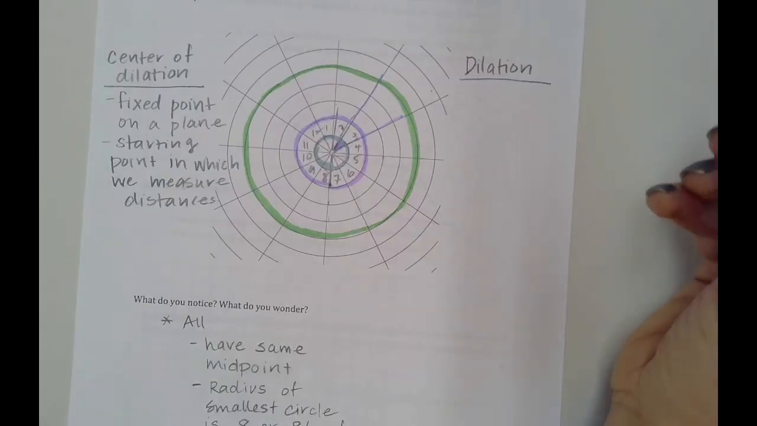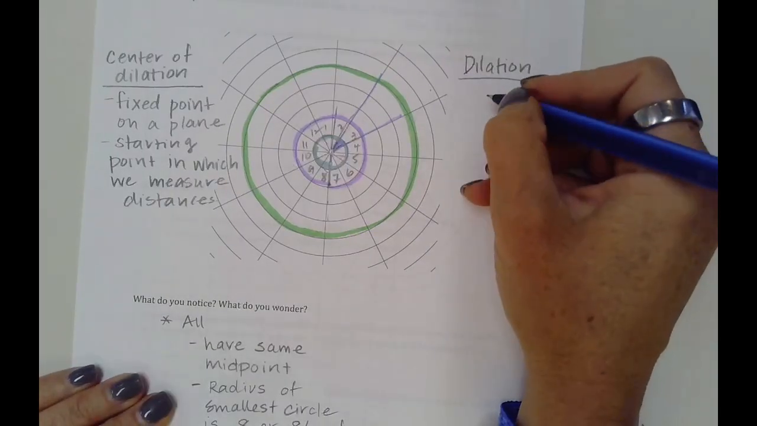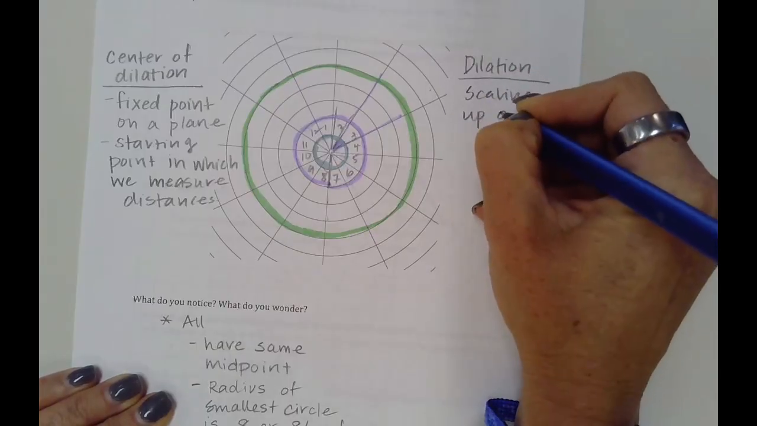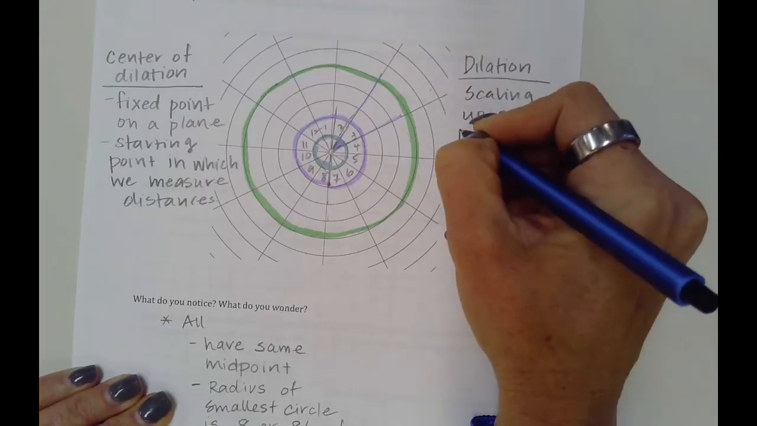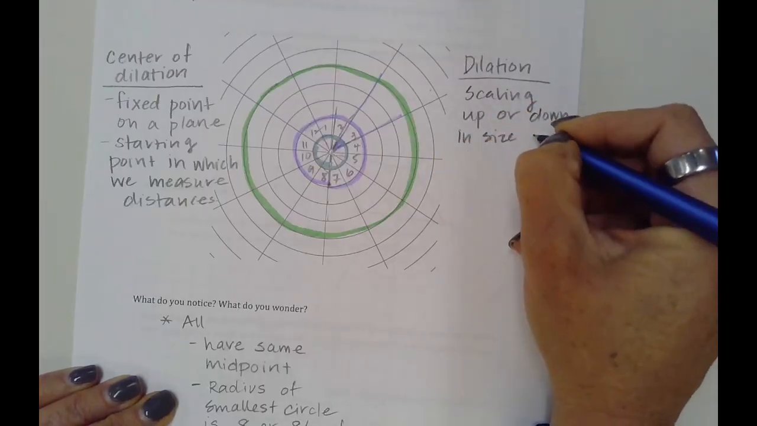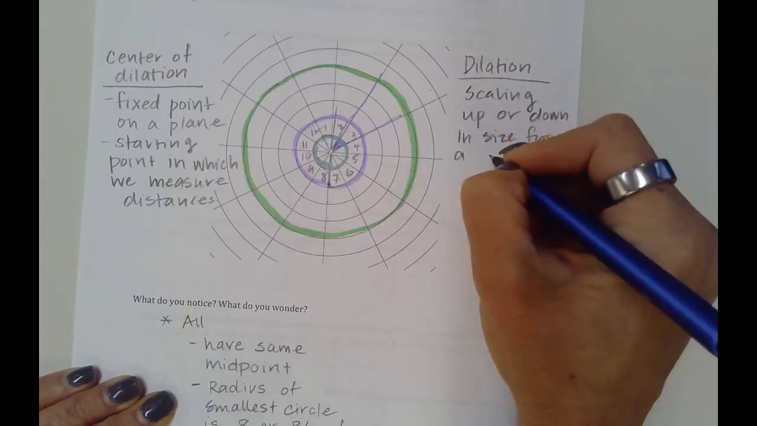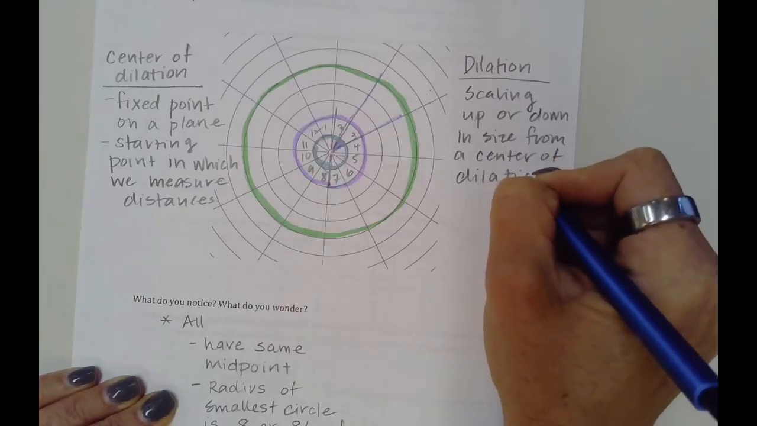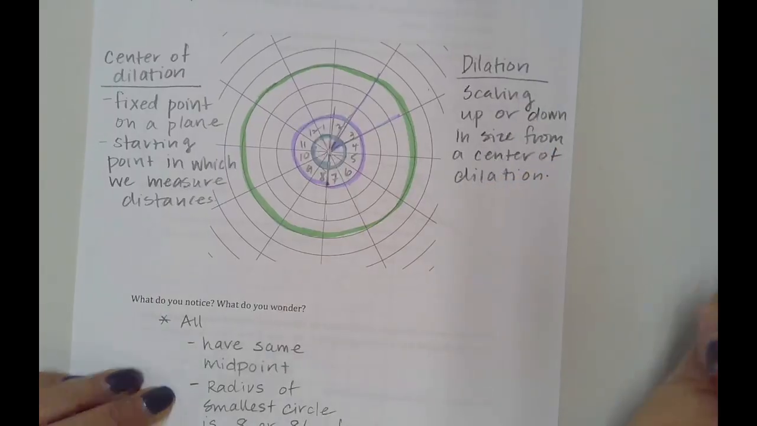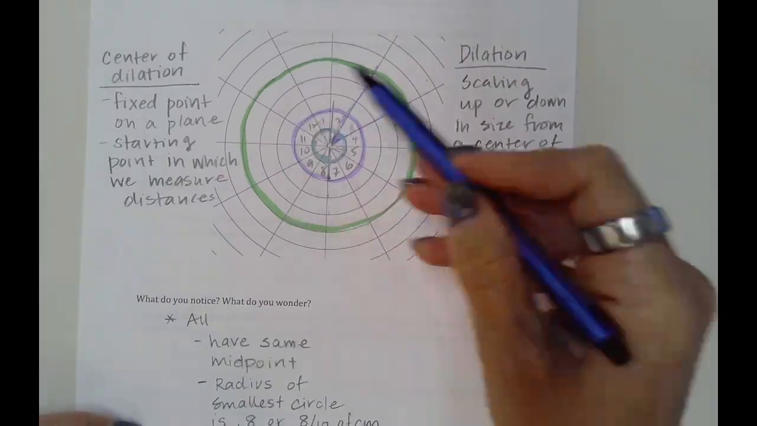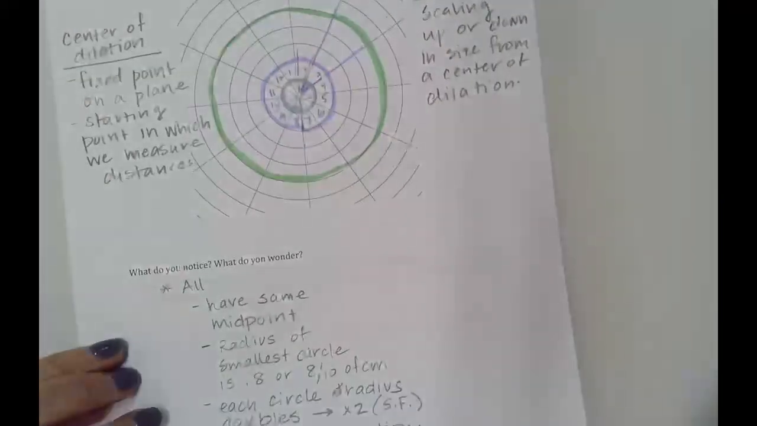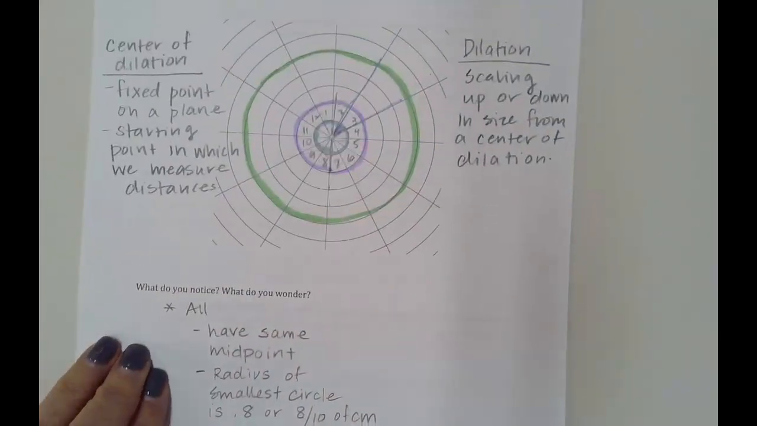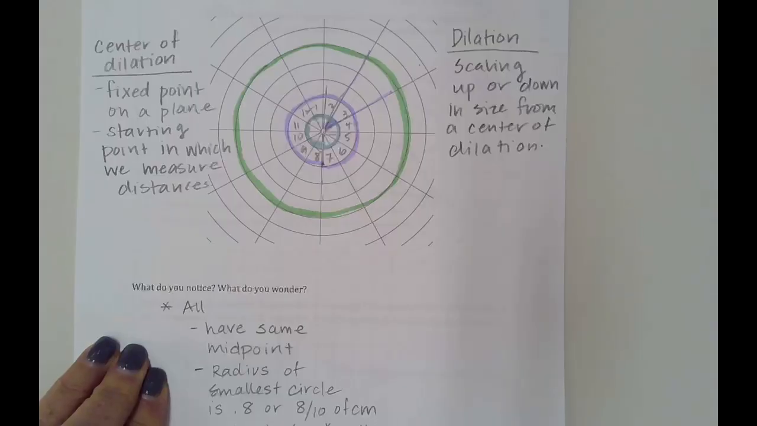So dilation is basically scaling. I'm trying to put this into easier terms. Scaling up or down in size from a center of dilation. Okay. We can dilate on just a flat plane. We can dilate with a grid, which we're going to do next. Okay, but that's it. Alrighty, if I went too fast, pause and copy it.